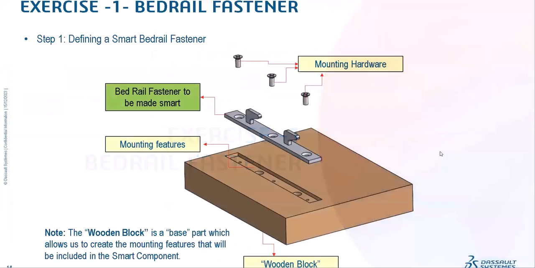So again, this was our training assembly. These were the mounting features. These were the associated components or the mounting hardware. This is the smart component itself. And this wooden block is something that we created as a base part in order to train the smart component.